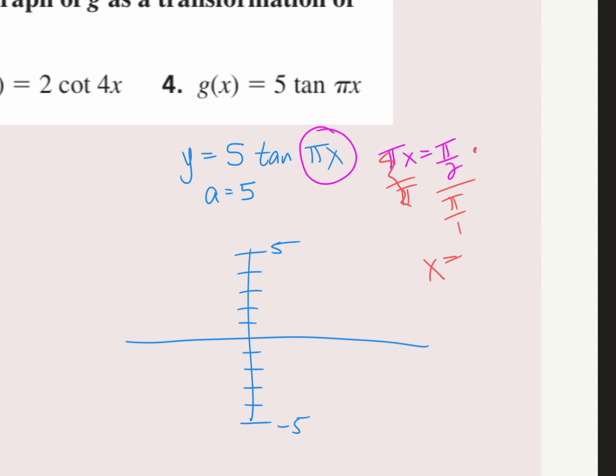So I'm going to flip this to 1 over pi. What happens to the pi's? They cancel. So I have an x value. My one asymptote is at 1/2. Where's the other one? Negative 1/2. So just draw 1/2, negative 1/2.